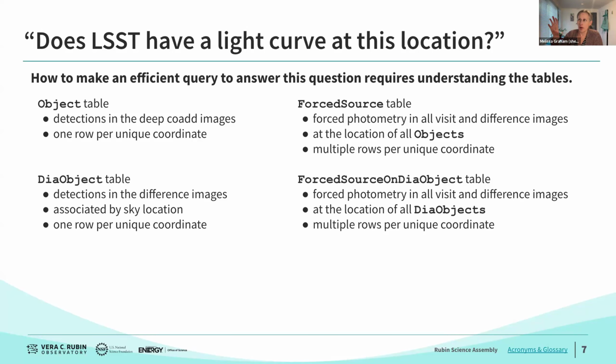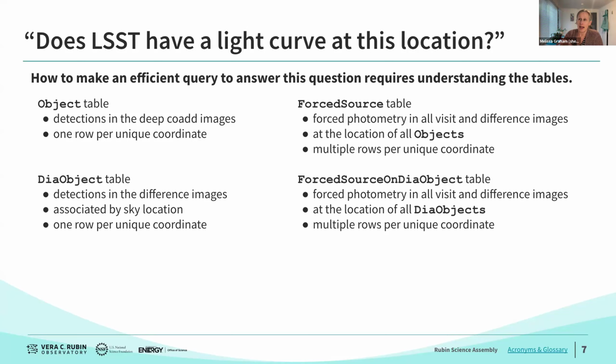Associated with the object table is this forced source table, and that contains forced photometry for all visits and all difference images. So that's all the science images, like direct images and all difference images at the location of all the DIA objects. So in the forced source table, there are multiple rows that actually have the same coordinates, because it's one coordinate from the object table, and then it's the forced photometry in every single visit and difference image.